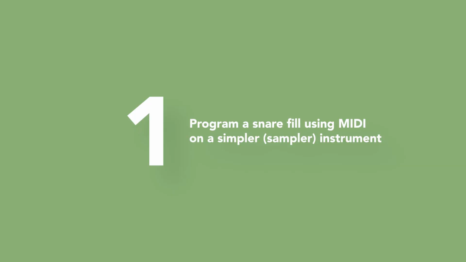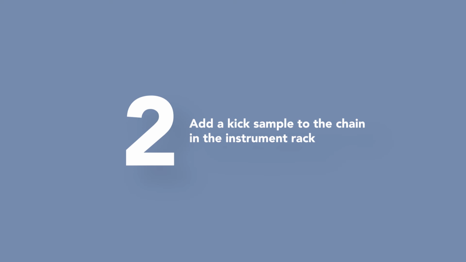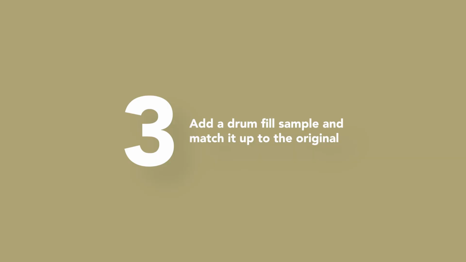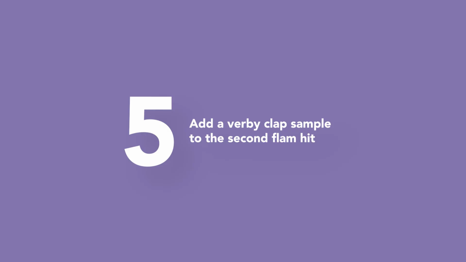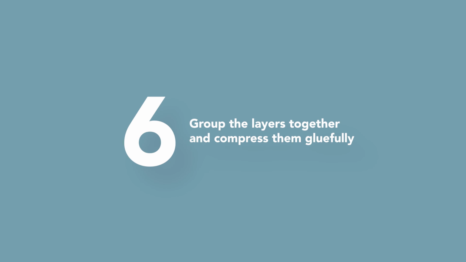So to recap, first we programmed in a snare fill using MIDI. Next, we added a kick to the instrument chain to fill out the sound of that snare fill. Third, we brought in a drum fill sample and we matched it up using the warp function in Ableton and lined it up to our original fill. Then we brought in a white noise riser to sweep up. And then we put a snare clap with some reverb on it on that second hit. And then finally, we grouped everything together and put a glue compressor on the group.